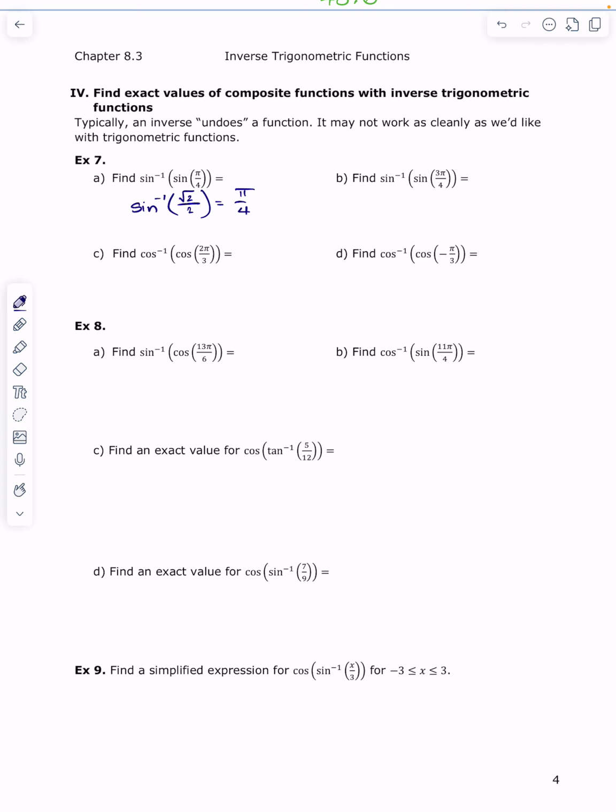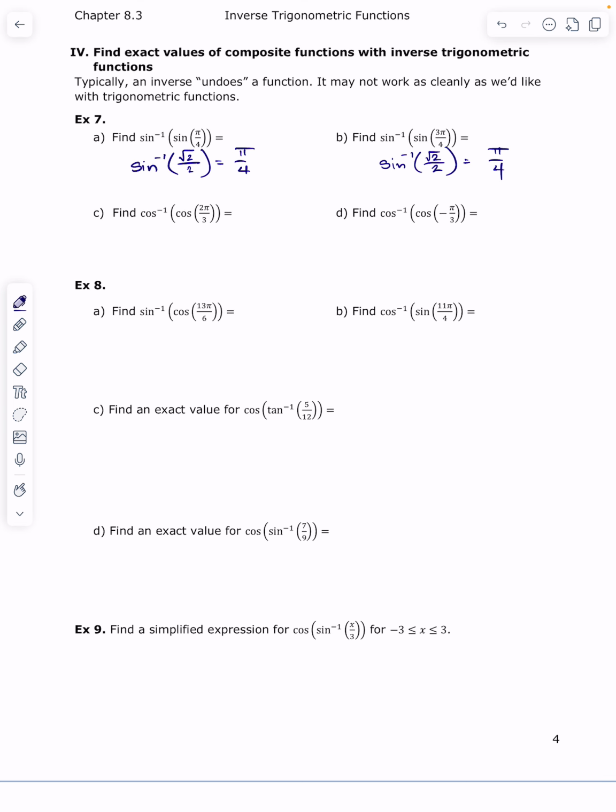So B, I want the inverse sine of the sine of 3 pi over 4. So the sine of 3 pi over 4, 3 pi over 4 is in quadrant 2. So the sign here is still positive, positive square root of 2 over 2. But now I have to think about the restrictions on the range. The inverse sine of square root of 2 over 2 is pi over 4. So in this case, we do not return what we started with.